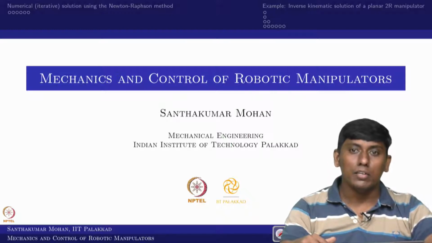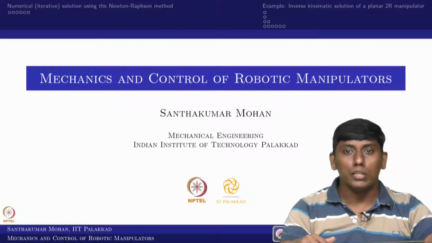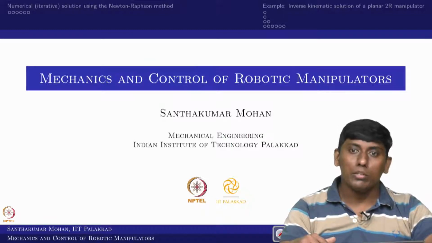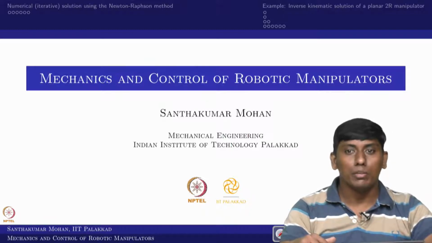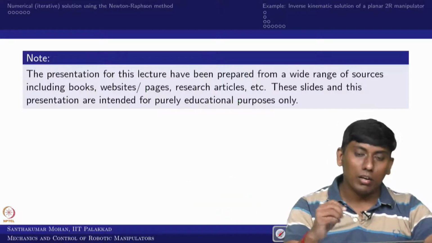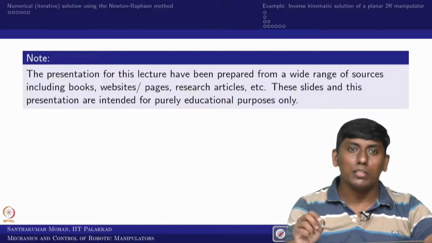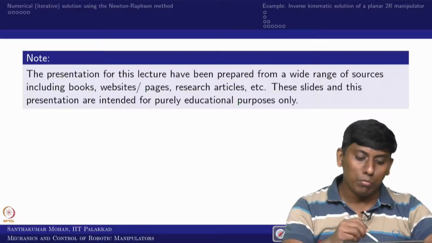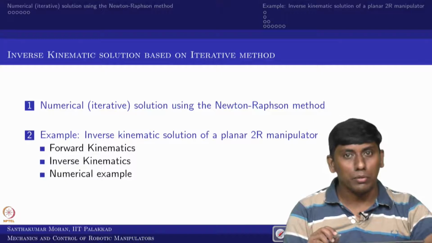There are two methods of solution for finding inverse kinematics. Last class we saw a few numerical examples which gave the closed form solution. But today we are going to take a few examples which give a numerical method of solution, in the sense that we are going to use an iterative method. There are several iterative methods possible, but we are going to see one specific method called the Newton-Raphson method.